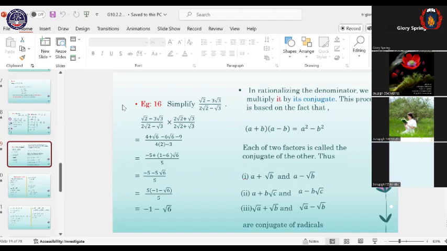For the conjugate, the denominator is multiplied by its conjugate, and we get the result: 2 root 2 the whole square minus 3 the whole square.